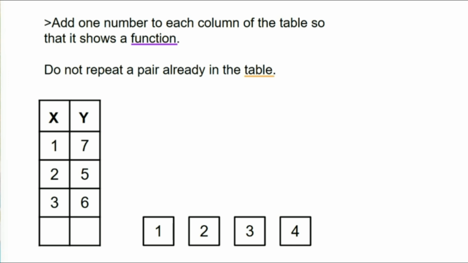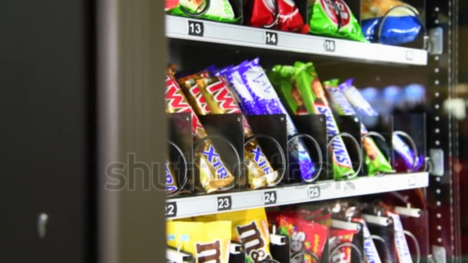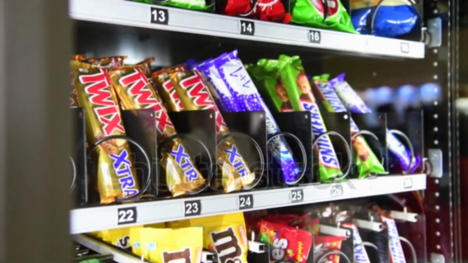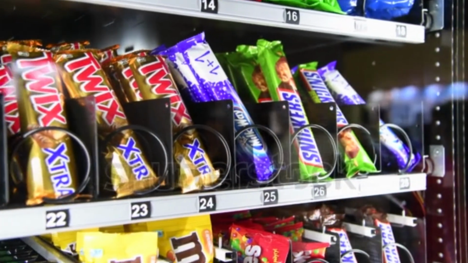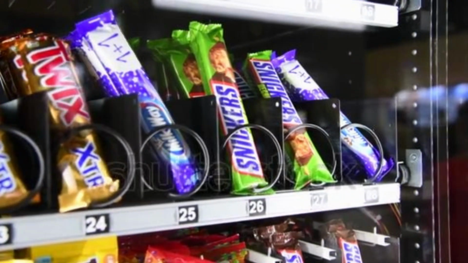As I explained earlier, an input on the x-axis should have one output on the y-axis. A great example for this is a vending machine. When you press a number on a vending machine, it'll give you an item from that row. On this vending machine, if you input the number 25, you expect a Milky Way bar, right? Well, the vending machine would be broken if you press number 25 and instead get a Twix bar.